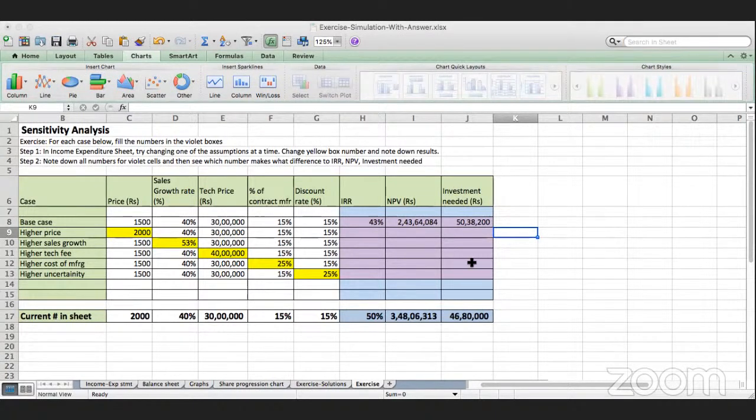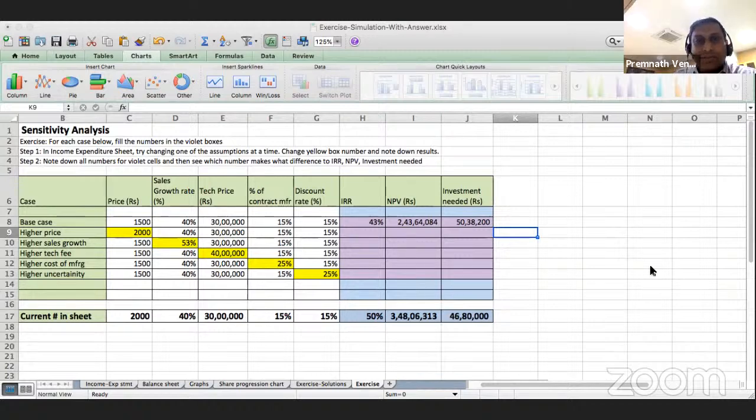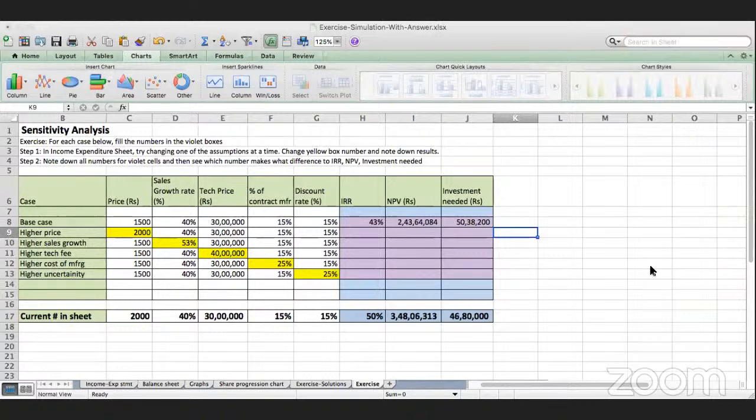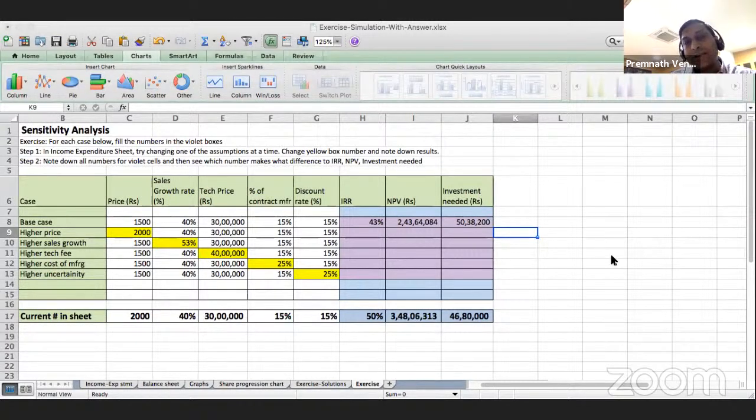In the meantime, if anybody has any pressing questions, you can put it on the chat box. Anybody lost in the exercise? Anyone who has any questions, you can unmute yourself. By the way, it is a very simple sheet. Don't get too worried about it. All you have to do is just plug in some numbers and you'll get some answers. Okay. So just vary only one factor at a time.